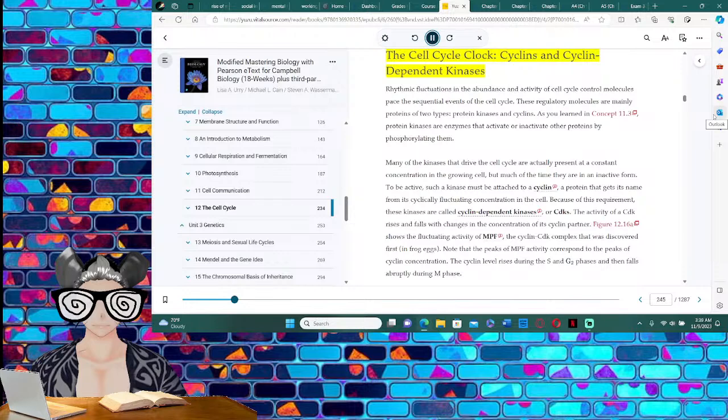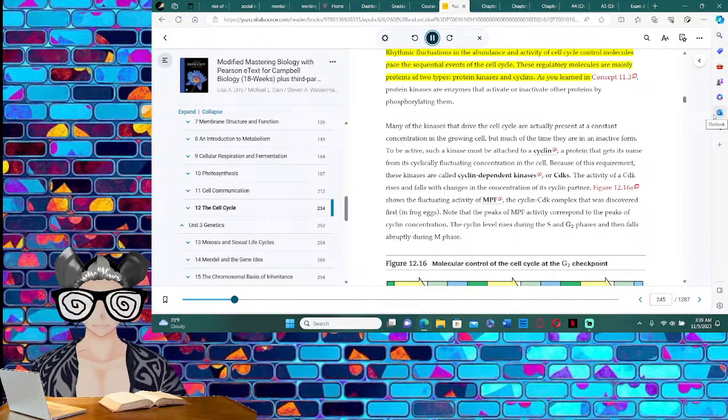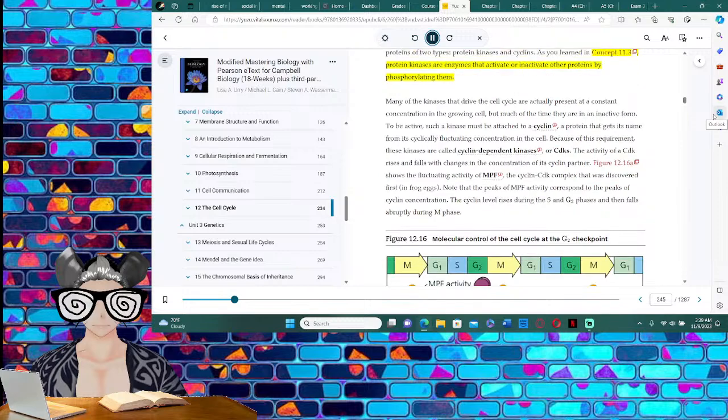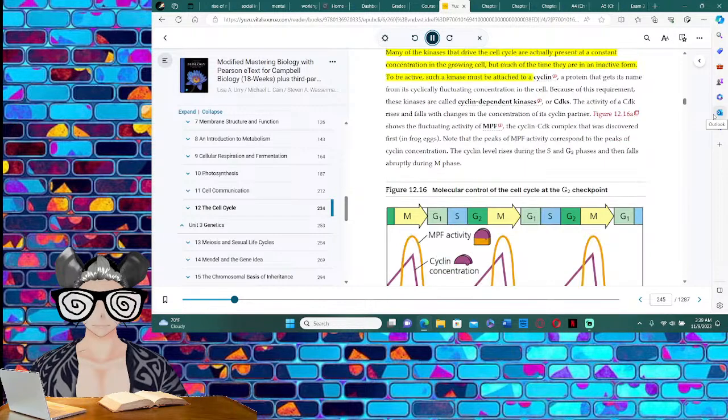The cell cycle clock: cyclins and cyclin-dependent kinases. Rhythmic fluctuations in the abundance and activity of cell cycle control molecules pace the sequential events of the cell cycle. These regulatory molecules are mainly proteins of two types, protein kinases and cyclins. As you learned in Concept 11.3, protein kinases are enzymes that activate or inactivate other proteins by phosphorylating them. Many of the kinases that drive the cell cycle are actually present at a constant concentration in the growing cell, but much of the time they are in an inactive form.